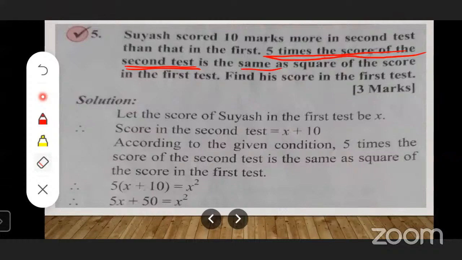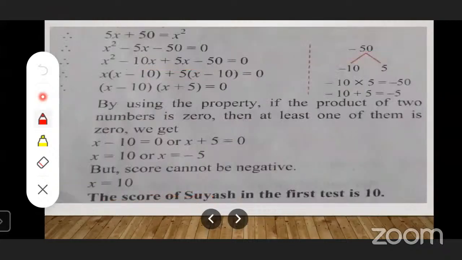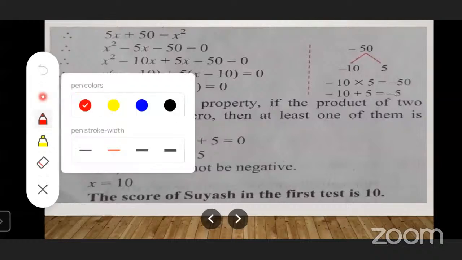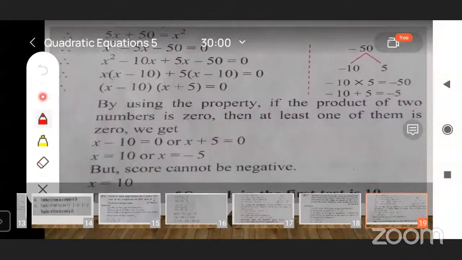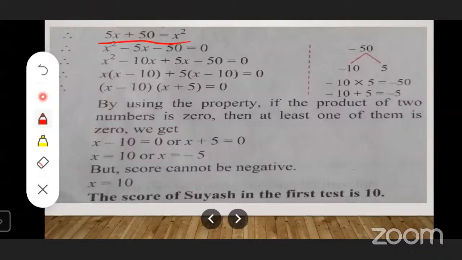You have to simplify. Okay, let us simplify this. 5 into x plus 10 is equal to x square. So let us multiply this 5 with the x plus 10. When you multiply, what are you getting? 5 into x, 5x, plus 5 into 10, 50, is equal to x square. Okay, now let us simplify in further slides. What are you getting? 5x plus 50 is equal to x square.